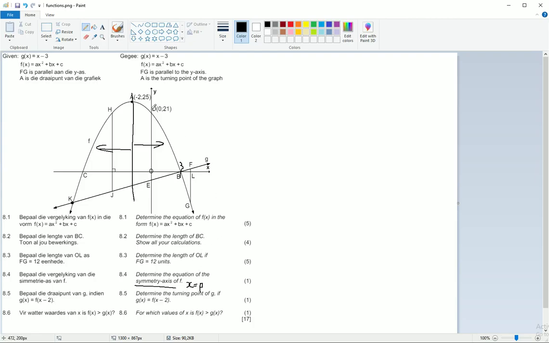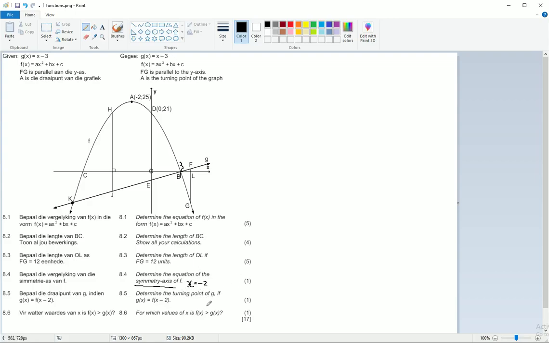Okay, now we know what that p value is. We've discussed it in other videos. It's minus 2. So our axis of symmetry is x equals minus 2. Again, you are determining the equation of a line, so you must give it in the form x equals. So don't just say your axis of symmetry is minus 2. It is x equals minus 2 because that's an equation. Okay, great, that's a vertical line.